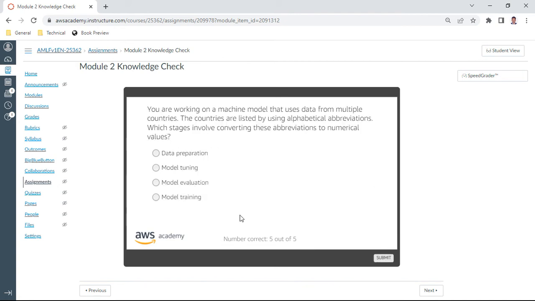Sixth one: you are working on a machine learning model that uses data from multiple countries. The countries are listed by using alphabetical abbreviations. Which stage involves converting these abbreviations to numerical values? This is data preparation.